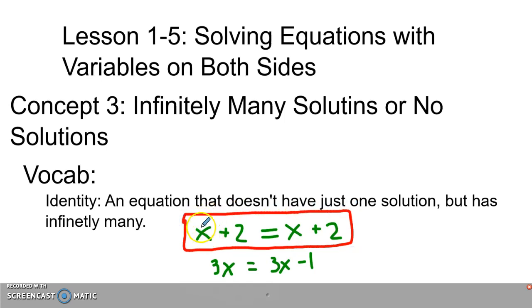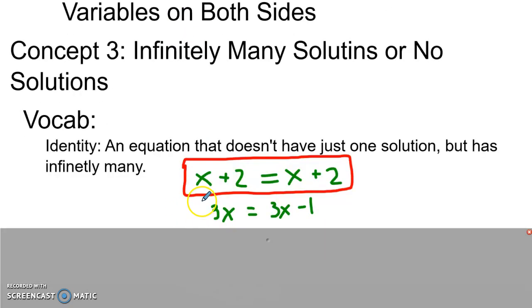All right, I could put in any value for x, and both sides are going to be equal. So if I put in 1 for x here, 1 plus 2 is 3, and 1 plus 2 is 3. It's equal, 1 is a solution. I could put in 2. 2 plus 2 is 4, 2 plus 2 is 4, 4 and 4 are equal, 2 is a solution. So any number I put in is going to be a solution in this case. All right, that's an identity, or an equation that has infinitely many solutions.